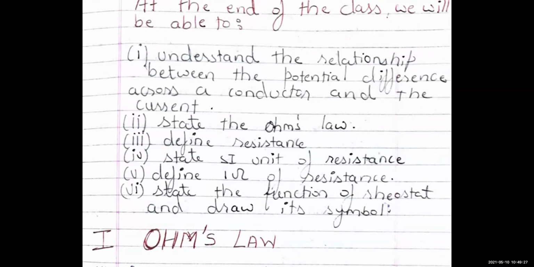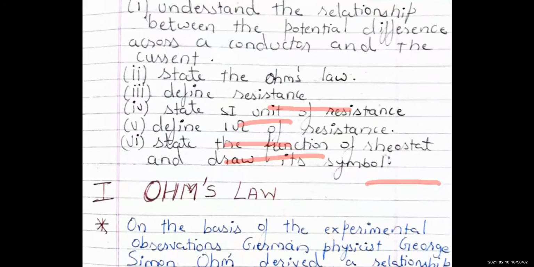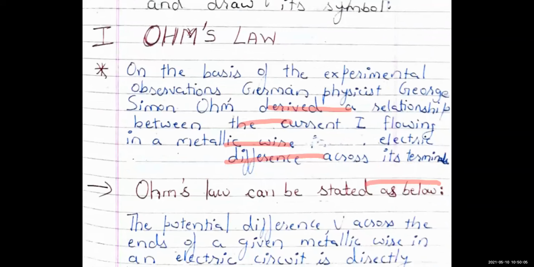So he gave a law and we will be able to state Ohm's law. Then we are going to go through a new physical quantity and that is resistance. So children, we will be able to define resistance and state its SI unit, right? We will be able to define one unit of resistance and we are going to see an apparatus, a rheostat, which is used to change the resistance, and we are going to see its circuit symbol. So let's start with Ohm's law.